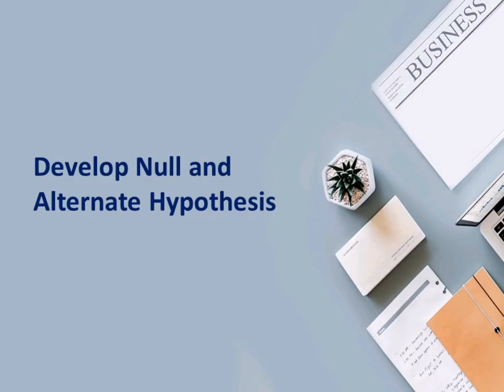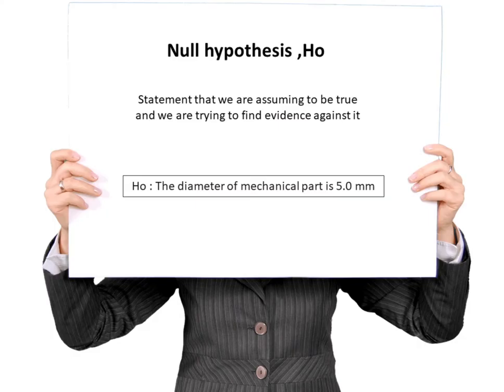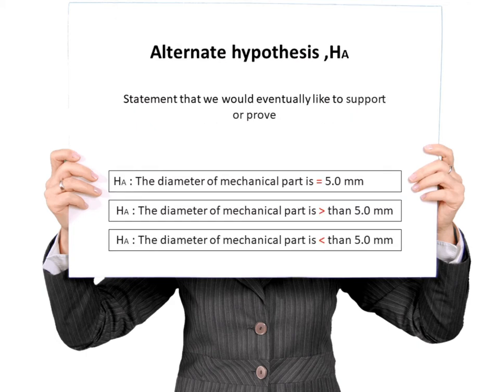Develop null and alternate hypothesis. Null hypothesis, or H sub 0, is the statement that we are assuming to be true and we are trying to find evidence against it. Alternate hypothesis is the statement that we would eventually like to support or prove.